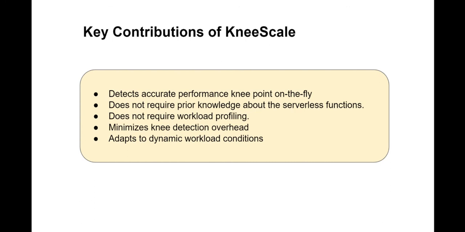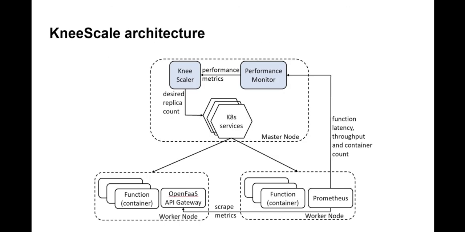The key design goals of KneeScale are as follows. One, detect the performance knee point for an ad hoc function on the fly without prior performance data. Two, minimize the overheads of knee detection. Three, adapt to dynamic workload conditions. The KneeScale architecture comprises two main components, the performance monitor and the KneeScaler.